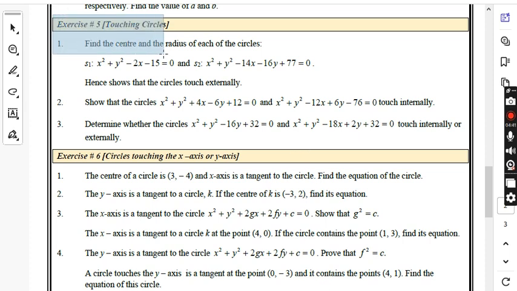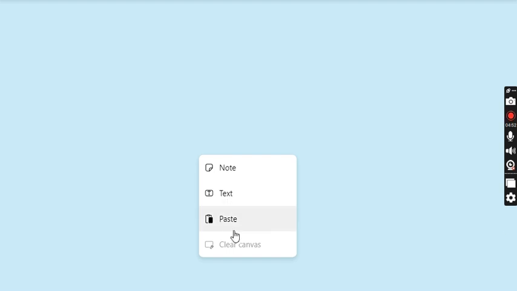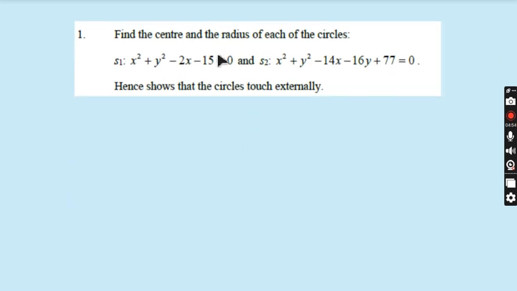This is exercise number 5. The topic is touching circles. What does it mean? What is the meaning of touching circles? First, I will read the question and then I will describe the theory behind this question. Find the center and the radius of each of the circles. So this is not new for you. You can easily find the center and radius. Next, hence show that the circles touch externally. What does it mean? Kindly wait.